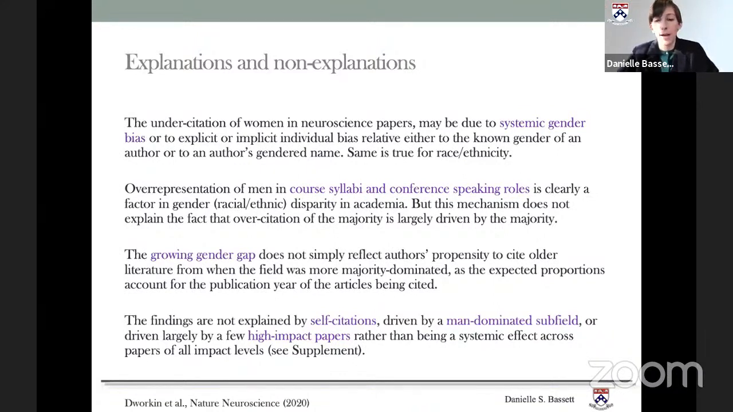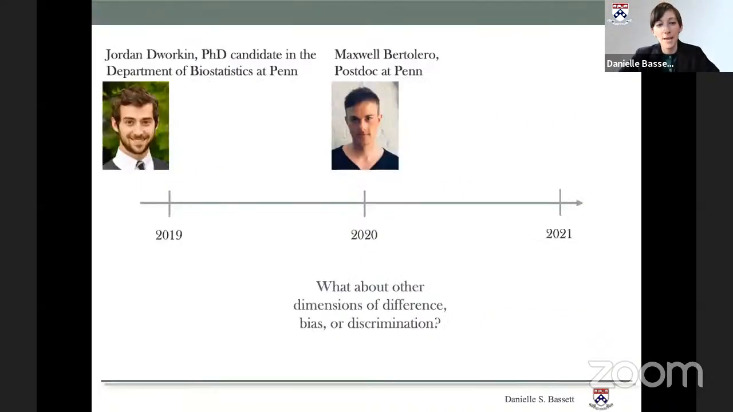or driven largely by high impact papers. They are really a systemic effect across papers of all impact levels. And for those figures, you can either see the supplement of the paper or ask me in the question and answer period, and I'll show them to you.